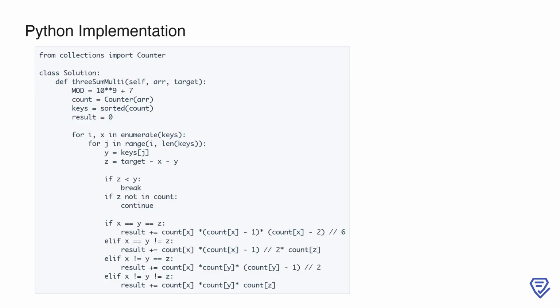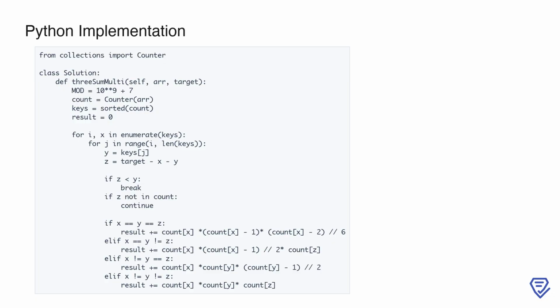Here, we start by importing the Counter class from the collections module to efficiently count the frequency of elements in the input array. Inside the Solution class, we define the function threeSumMulti, which takes the array arr and the target value as inputs. To handle large results, we set a constant mod to 10 to the power of 9 plus 7, which will be used later to return the result modulo this value.